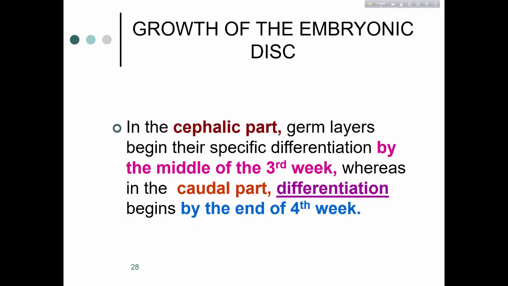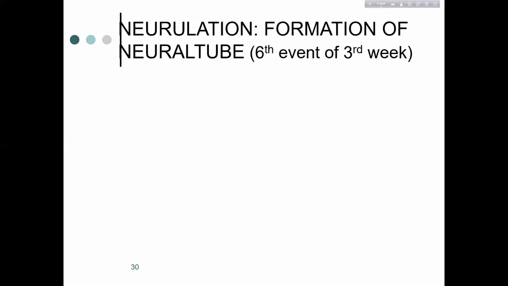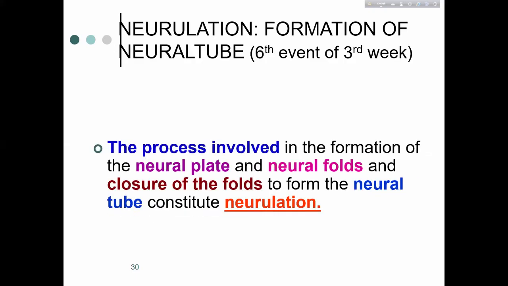Now we will switch to the sixth event of the third week. That is the formation of the neural tube, which is important. So this is the sixth event, how the neural tube forms.